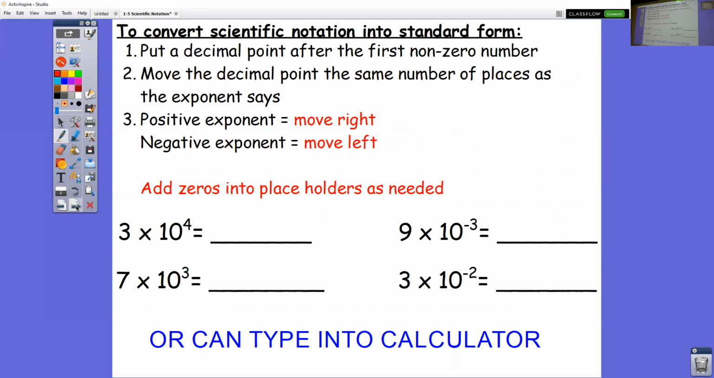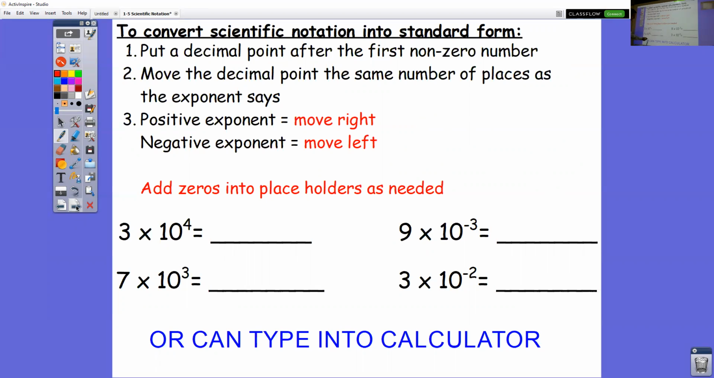Going the opposite way. So now we're taking a number that's in scientific notation and making it into a normal number. Now, there are rules that you could follow. You could put a decimal point after the first non-zero number, move the decimal point the same number of decimal places as what the exponent says. If it's a positive exponent, you're going to make the number bigger, so you want to move your decimal point to the right. If it's a negative exponent, you're going to move the decimal point to the left to make it a smaller number. And then you're going to add zeros into placeholders as needed.